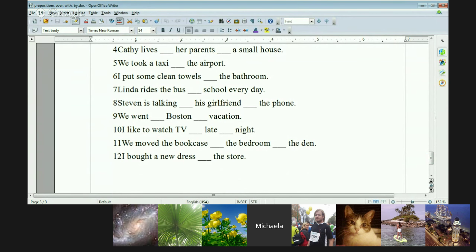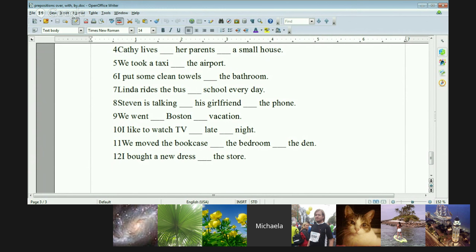Number 8, Ampre. Steven is talking with his girlfriend by the phone. Okay. So with friend, possibly. I would maybe use a different preposition before the phone. Could be by the phone. But there's another one for sure that's possible. On the phone, I think, is a little better. If I was going to say by, I would probably not put the article in. I would say he's talking to his girlfriend by phone. By phone, okay. Thanks, Amp.